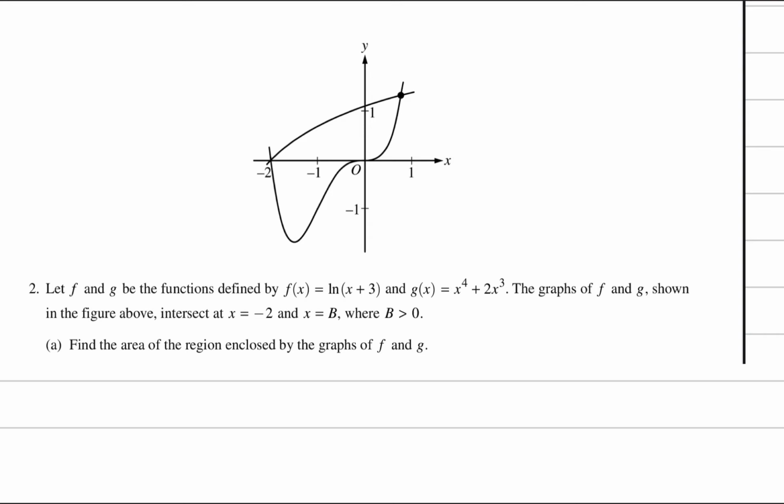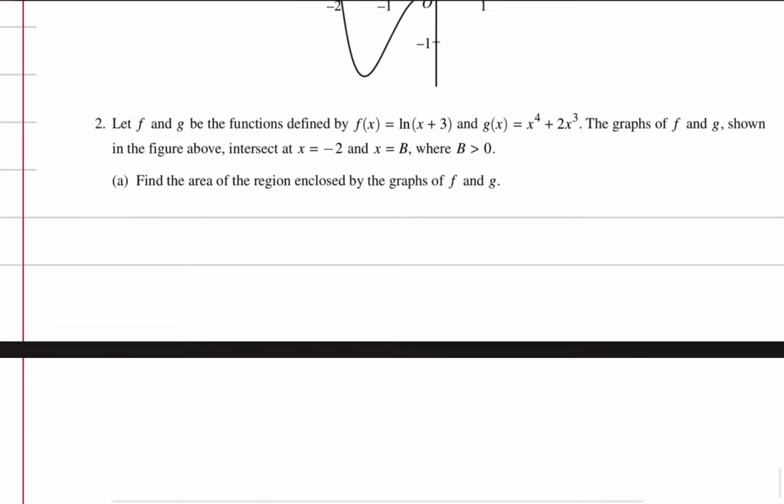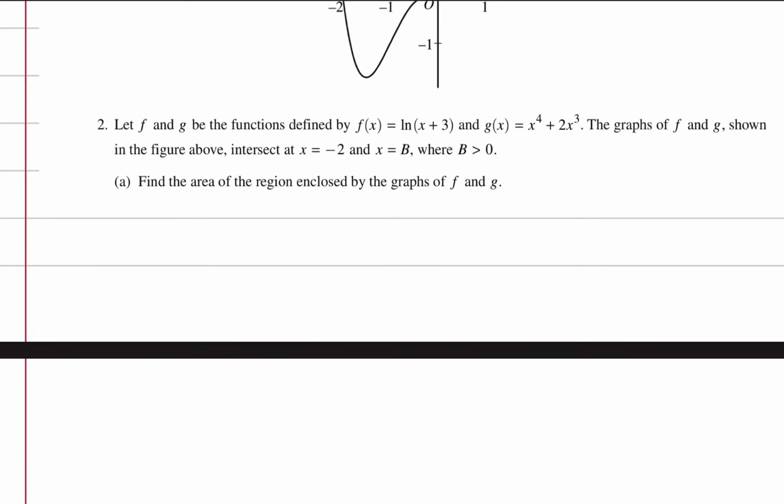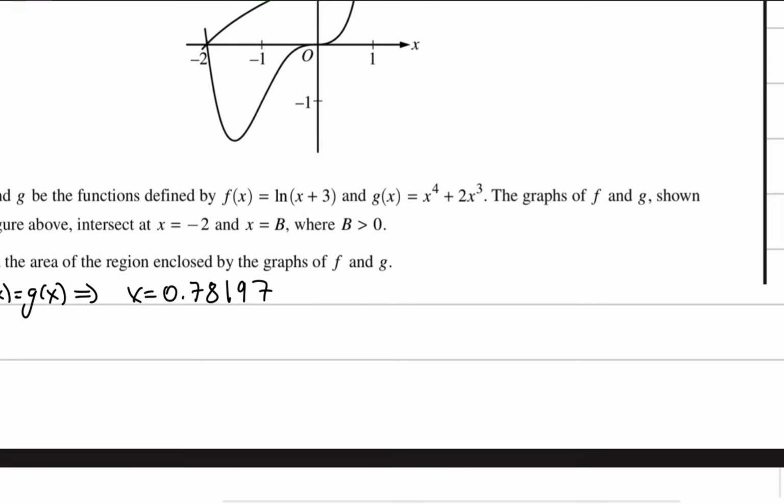Now, in the figure above, they intersect at x equals -2 and x equals b. So we're looking for this other intersection point. We're going to solve for when f of x is equal to g of x, right? We solve it in our calculator. Of course, we know that there are two solutions, but we only care about the second solution, which is x equals 0.78197, to 5 decimal places. So this is b.